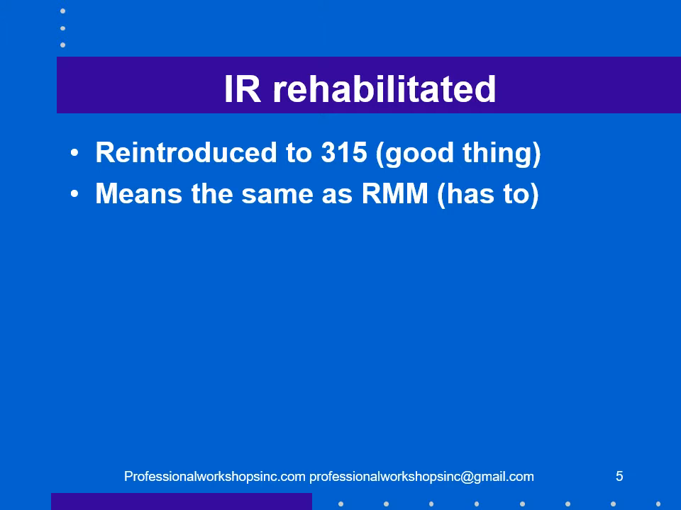The other thing that's happened is inherent risk is rehabilitated. It's reintroduced to Section 315. That's a good thing. And inherent risk means the same thing as risk of material misstatement. The risk that the financial statements are wrong before the audit has been done, before we've tested control, and before we've done substantive testing. And it has to mean the same thing as risk of material misstatement. Otherwise, we get confused.